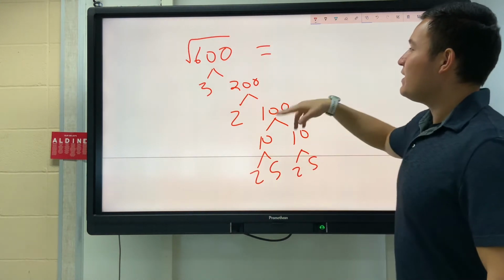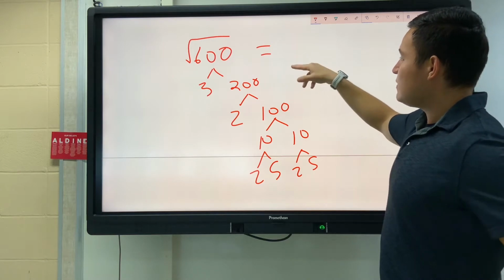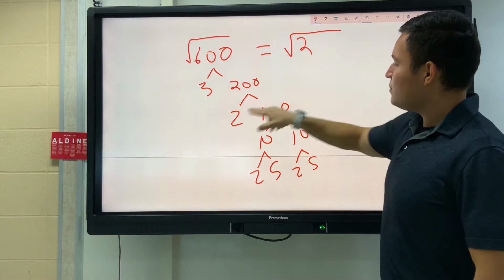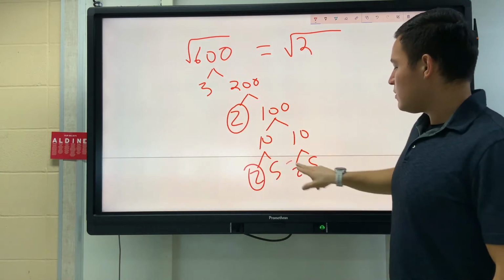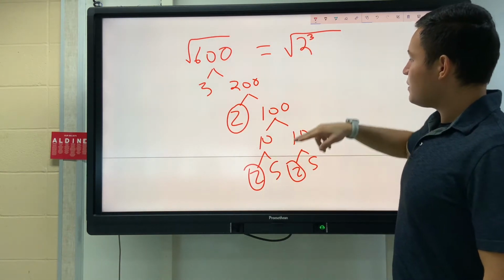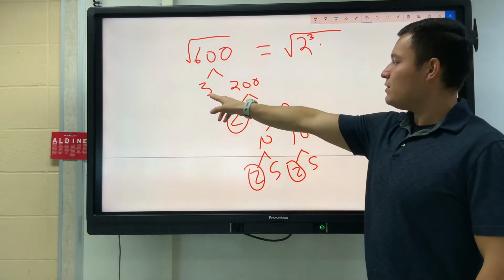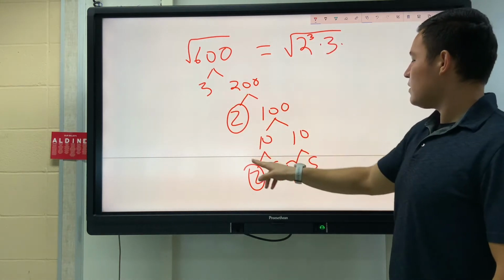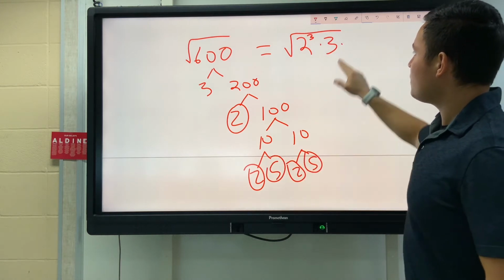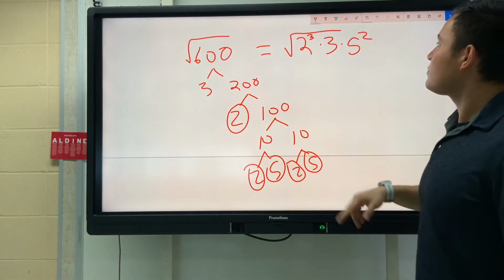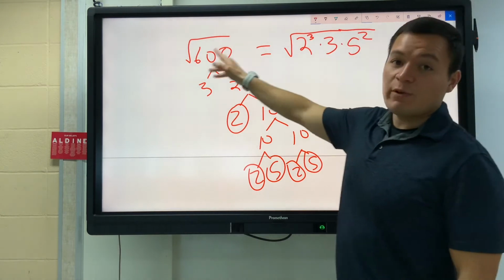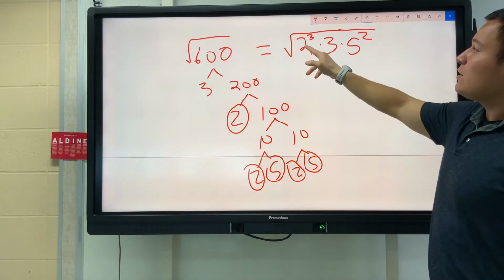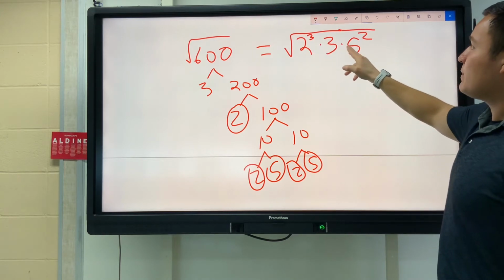So if we rewrite this, this is the square root of 2 to the 3rd power times 3, which only shows up once, times 5 squared. The square root of 600 is the same thing as the square root of 2 cubed times 3 times 5 squared.